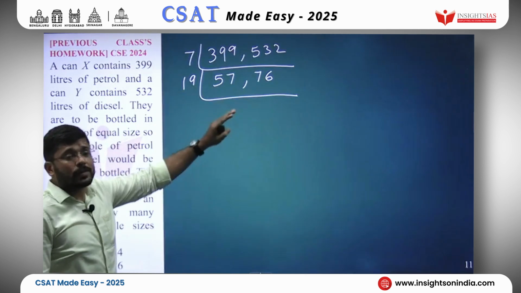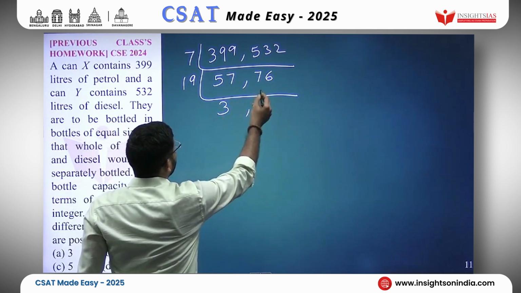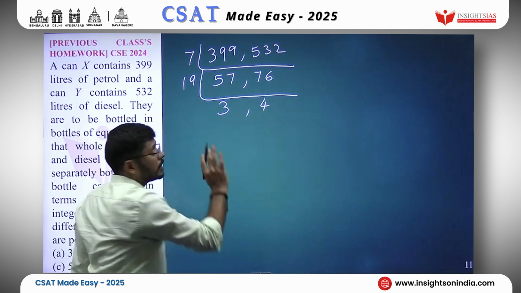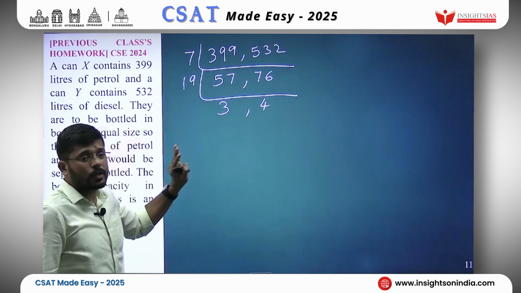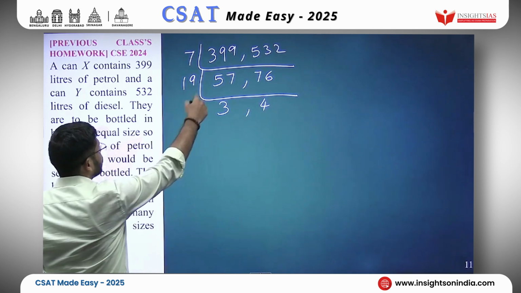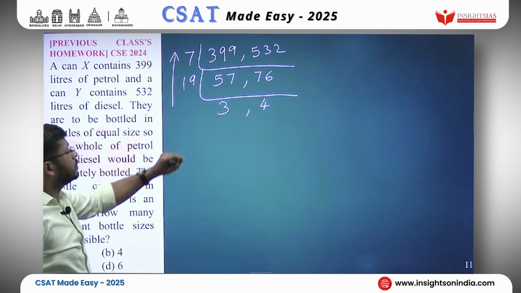So now both are divisible by 19. 19 3s are 57 and 19 4s are 76. Do 3 and 4 have a common factor? No, right? So we will stop our division here, and we will multiply these two numbers, and that will be our HCF.